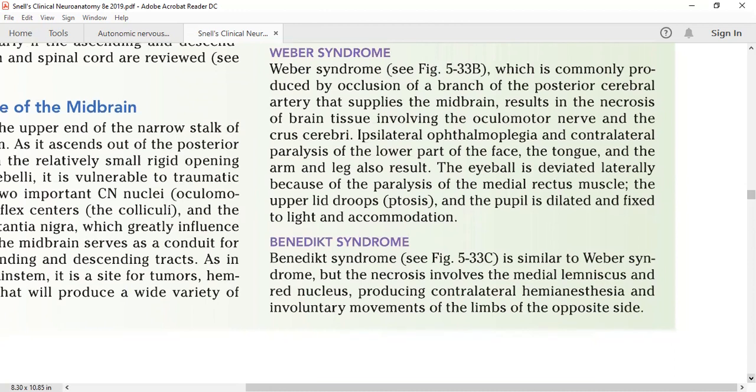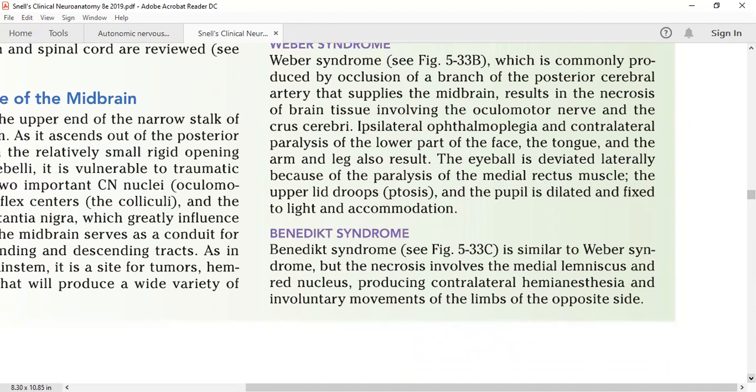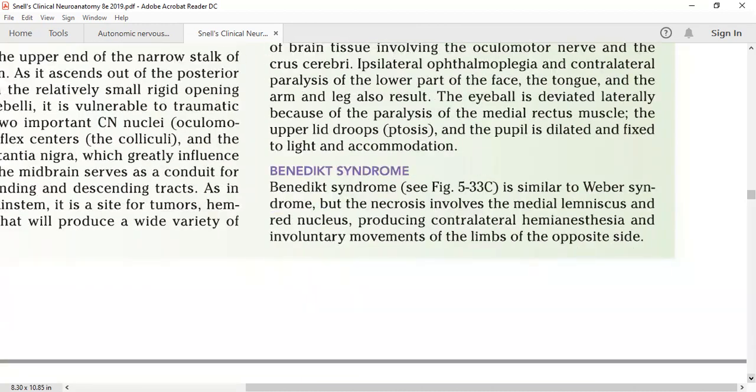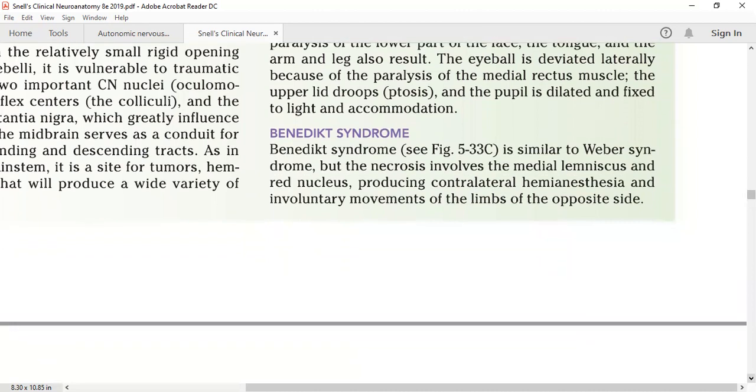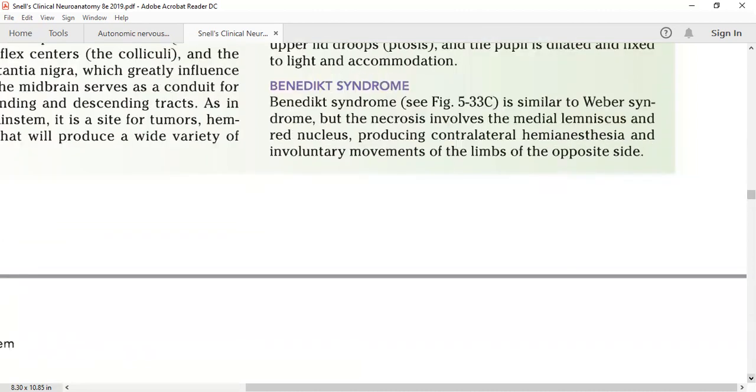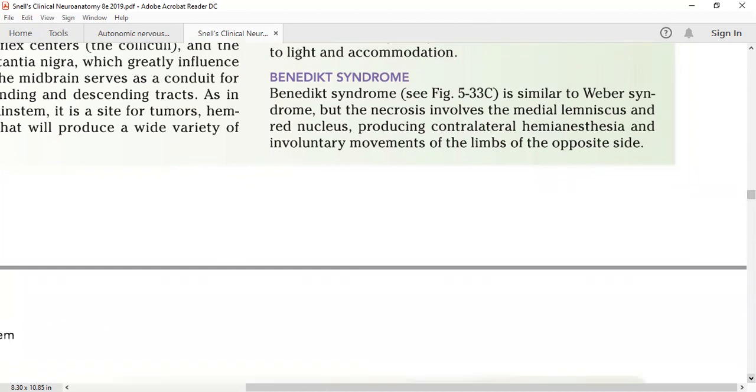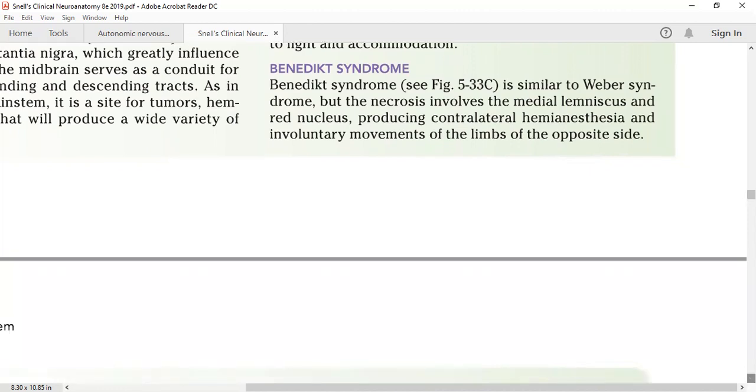Ipsilateral ophthalmoplegia and contralateral paralysis of the lower part of the face, the tongue, and the arm and leg also result. The eyeball is deviated laterally because of the paralysis of the medial rectus muscle. The upper lid droops, ptosis, and the pupil is dilated and fixed to light and accommodation. Benedict syndrome. Benedict syndrome is similar to Weber syndrome, but the necrosis involves the medial lemniscus and the red nucleus, producing contralateral hemianesthesia and involuntary movement of the limbs of the opposite side.